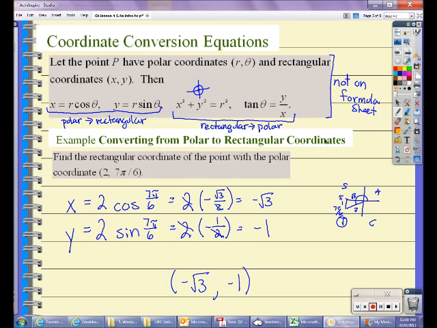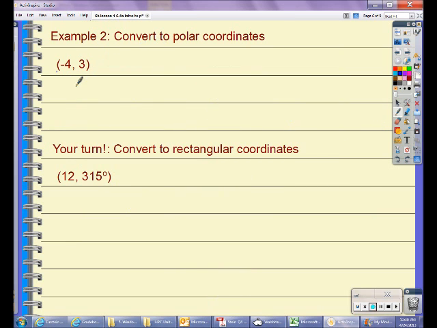Now how do we do that with going from rectangular to polar? Slightly more complicated, but not by much. We still need a formula for theta and a formula for r. The formula for r is x squared plus y squared equals r squared. In this case, negative 4 squared plus 3 squared equals r squared. 16 plus 9 is 25, so r equals 5.